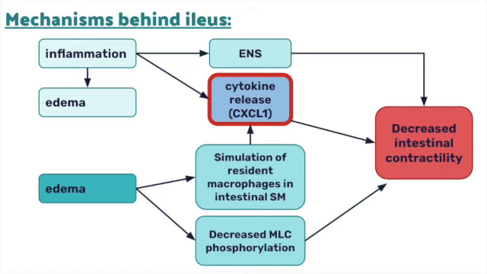Now, edema, even in the absence of inflammation, is seen to decrease myosin light chain phosphorylation, and this is required for smooth muscle contraction. So, this eventually leads to a decrease in gut motility. It can also mechanically stimulate some resident macrophages lying within the intestinal smooth muscle to also release our targeted cytokine, which is CXCL1. This, of course, will lead to a decrease in the intestinal motility as well. Hence, we can concur that ileus is likely to be induced by inflammatory injury to the intestinal smooth muscle layers.